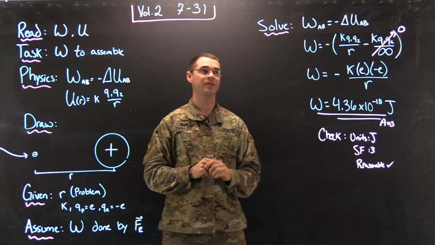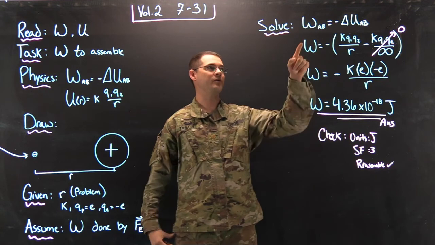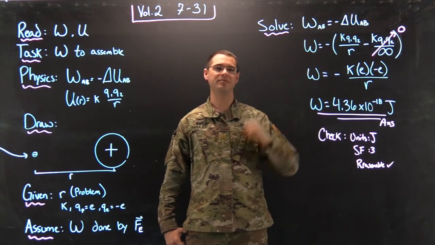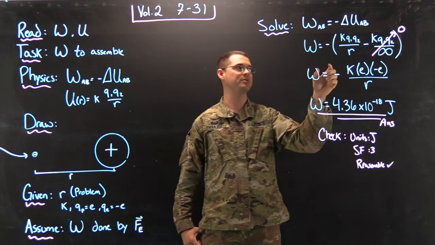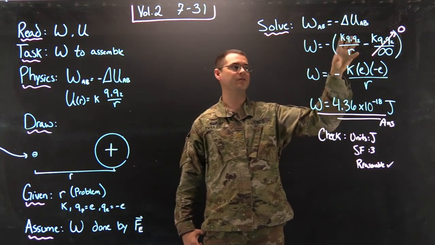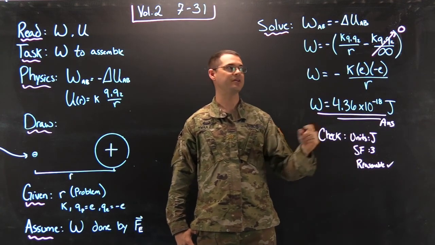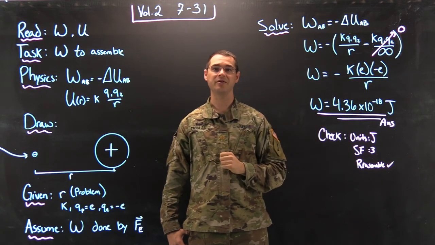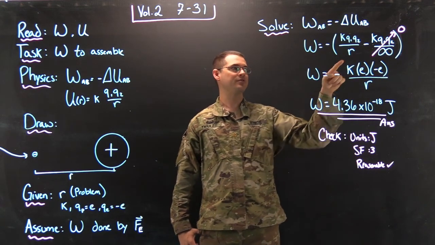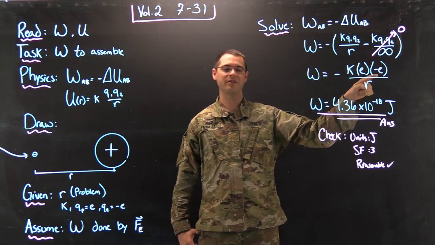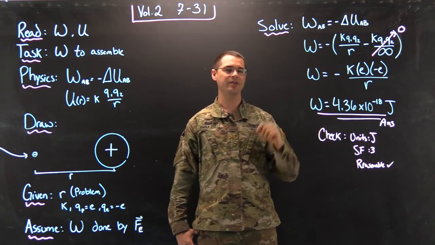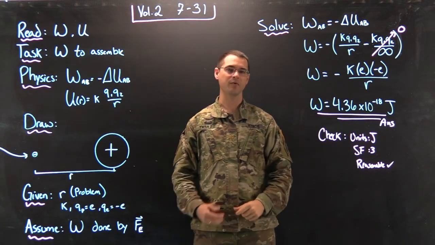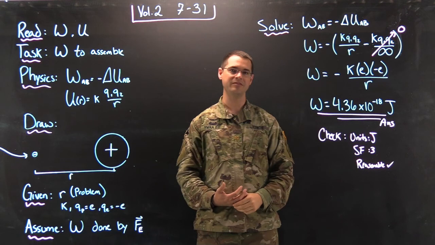In solving this problem, we start out with our relationship between the work due to a conservative force and a change in potential energy. Our change in potential energy is the final minus the initial potential energy, which initially, since it's an infinite distance away, goes to 0. After substituting all of our known quantities from the back of the reference card, we can then calculate what the work is due to our conservative force. And the work is 4.36 times 10 to the negative 18 joules.